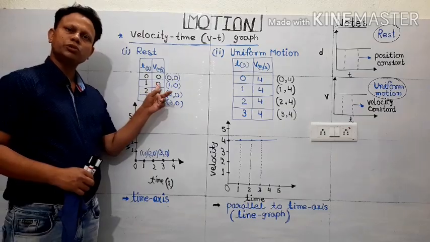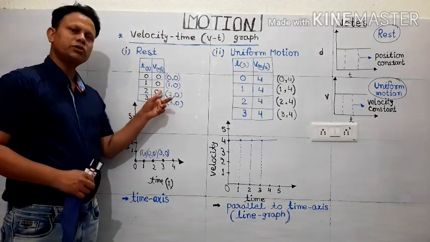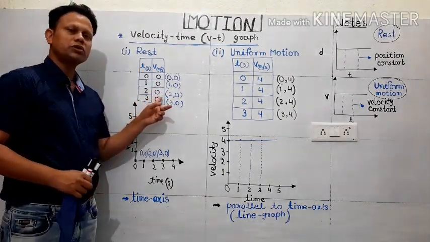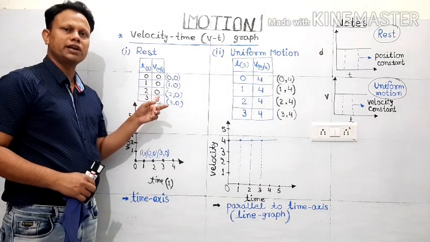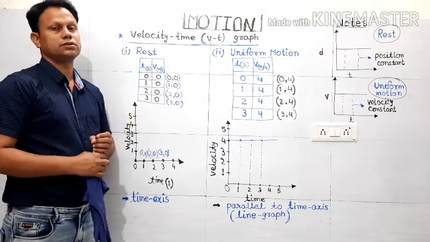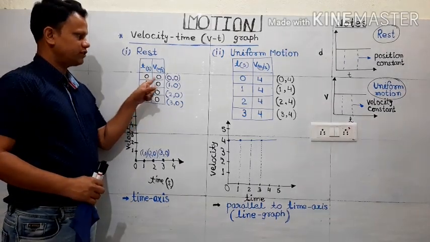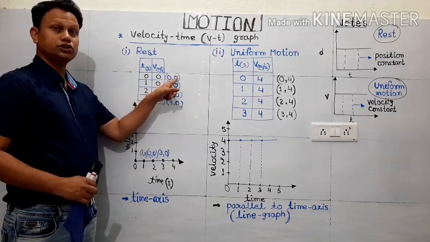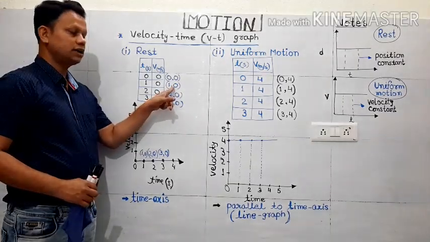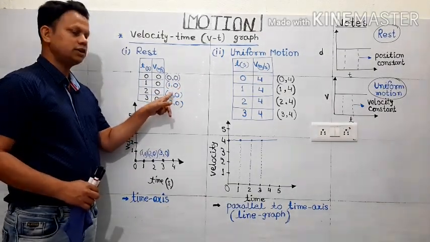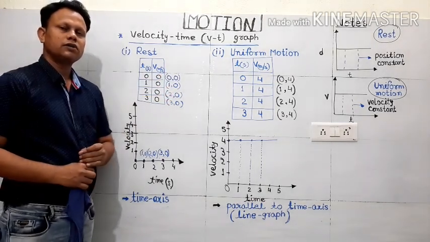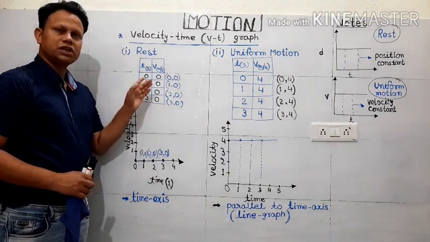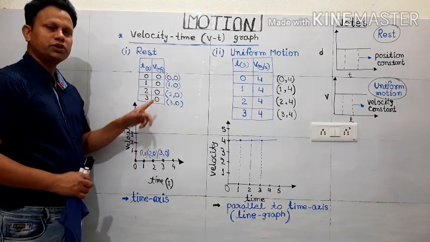1 second, 0 meter per second. 2 second, 0 meter per second. 3 second, 0 meter per second. So you can see here the time is passing but the speed is not gained because the body is at rest. So if we take the points: 0 second, 0 meter per second; 1 second, 0 meter per second; 2 second, 0 meter per second. These points we have got with the help of this table, and those points will be shown on the graph.